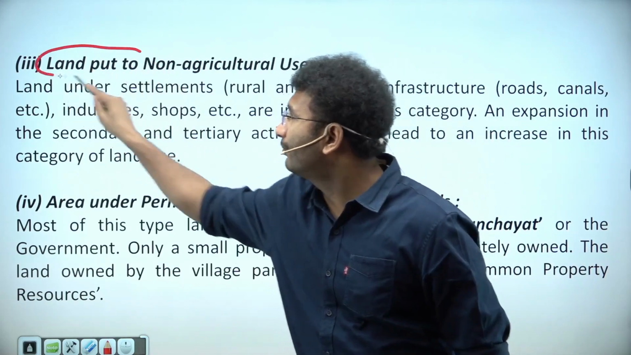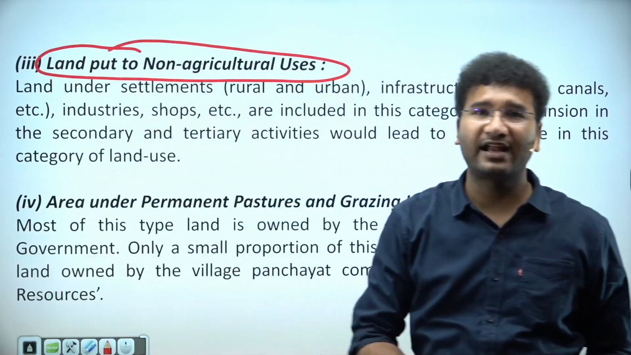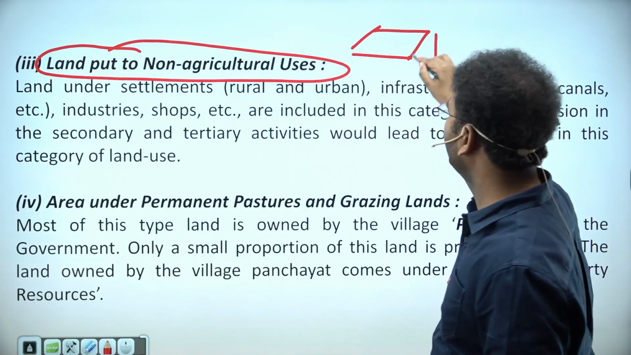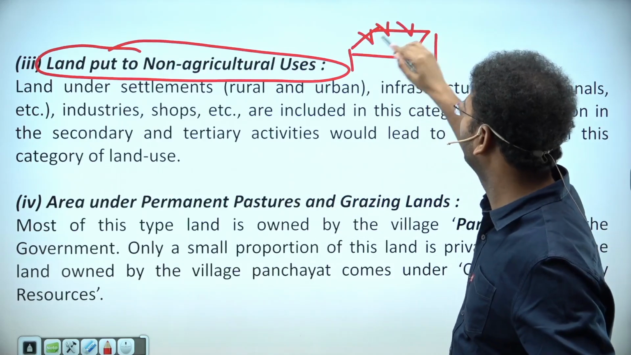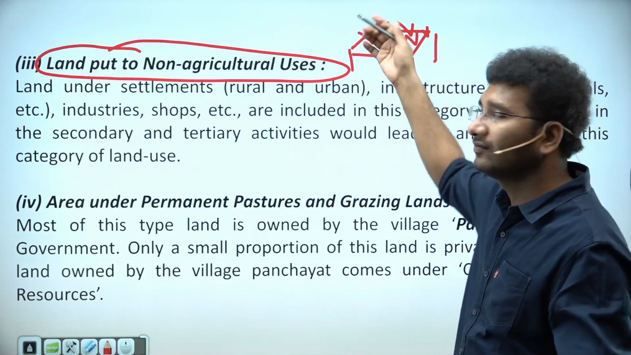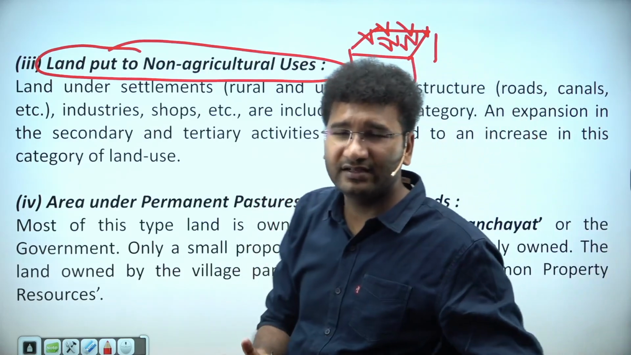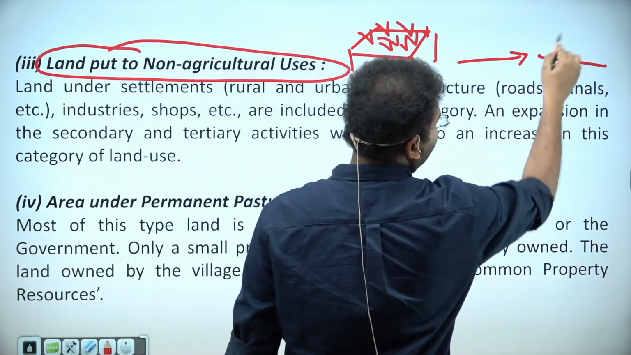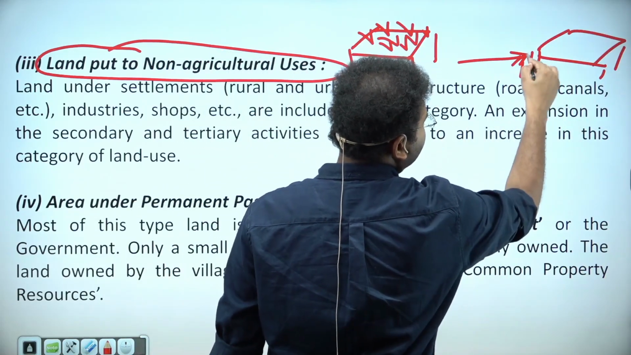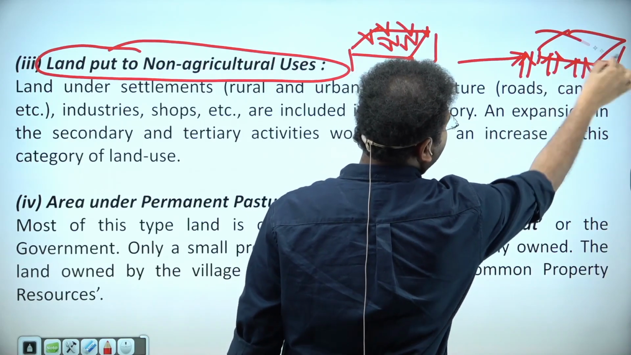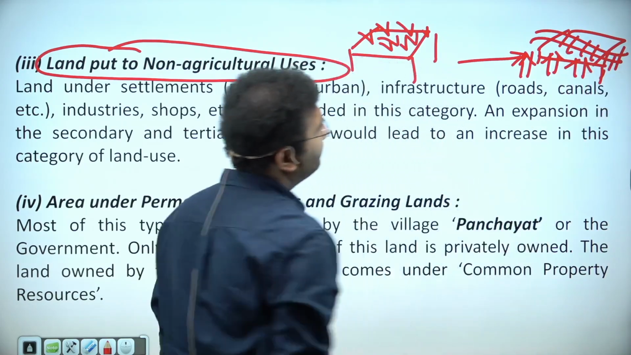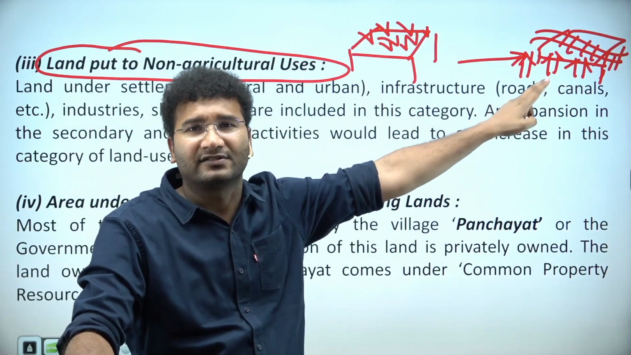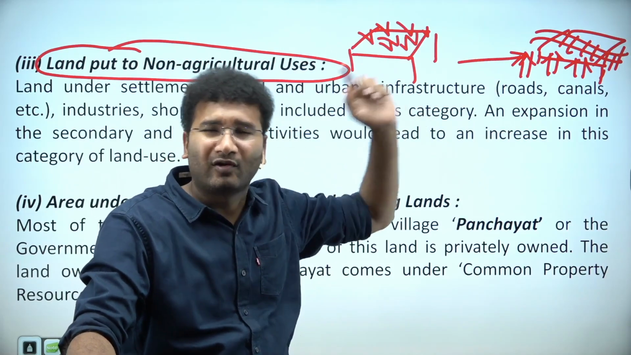Third one, land put to non-agricultural use. What is this land put to non-agricultural use? See, earlier you might be going for the growth of the forest or else tree cover for agricultural purposes, but due to construction of a road in this area, or you wanted to build a railway in this part of the region, because of that this particular land is no longer in a position to be used for agricultural purposes. So this is called land put to non-agricultural use.